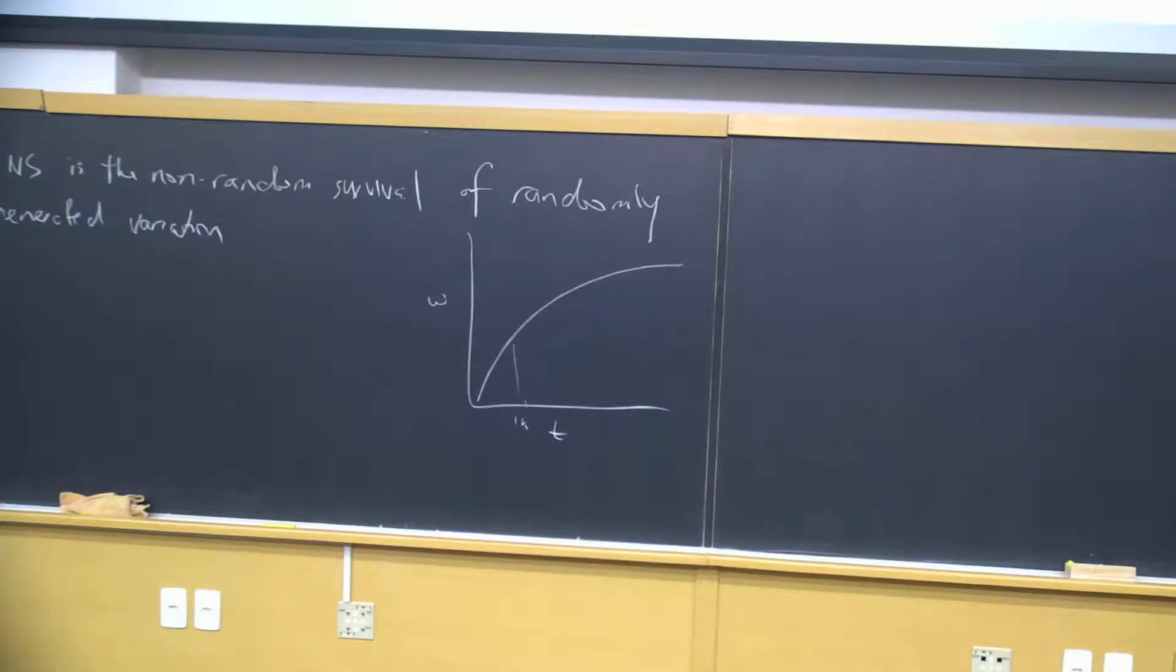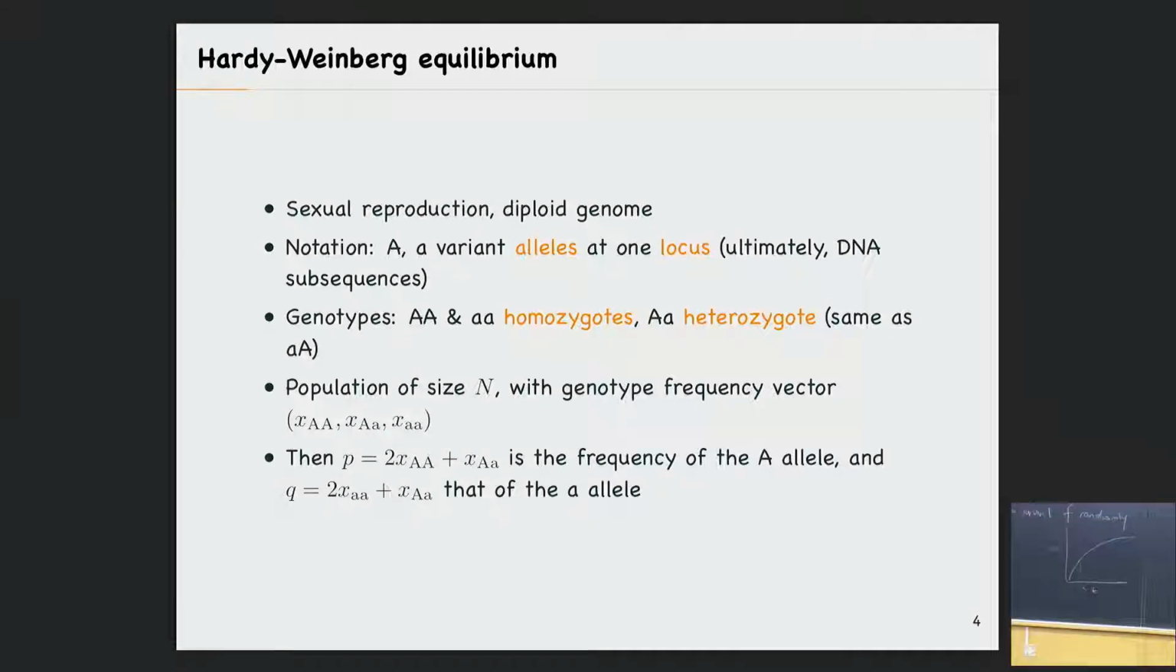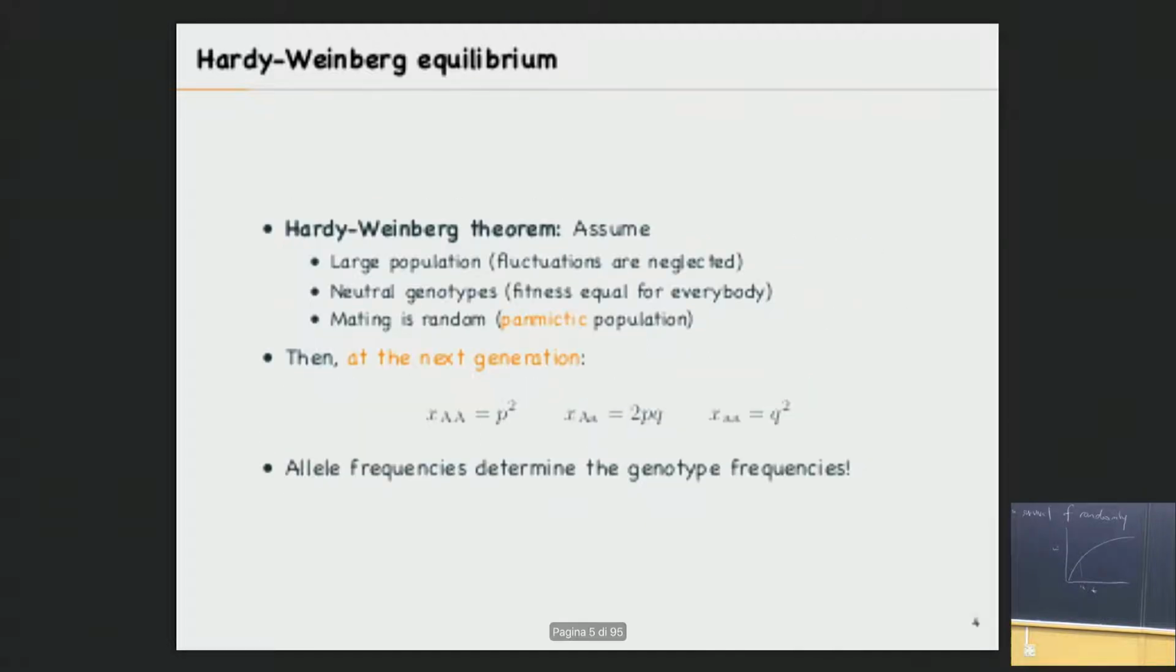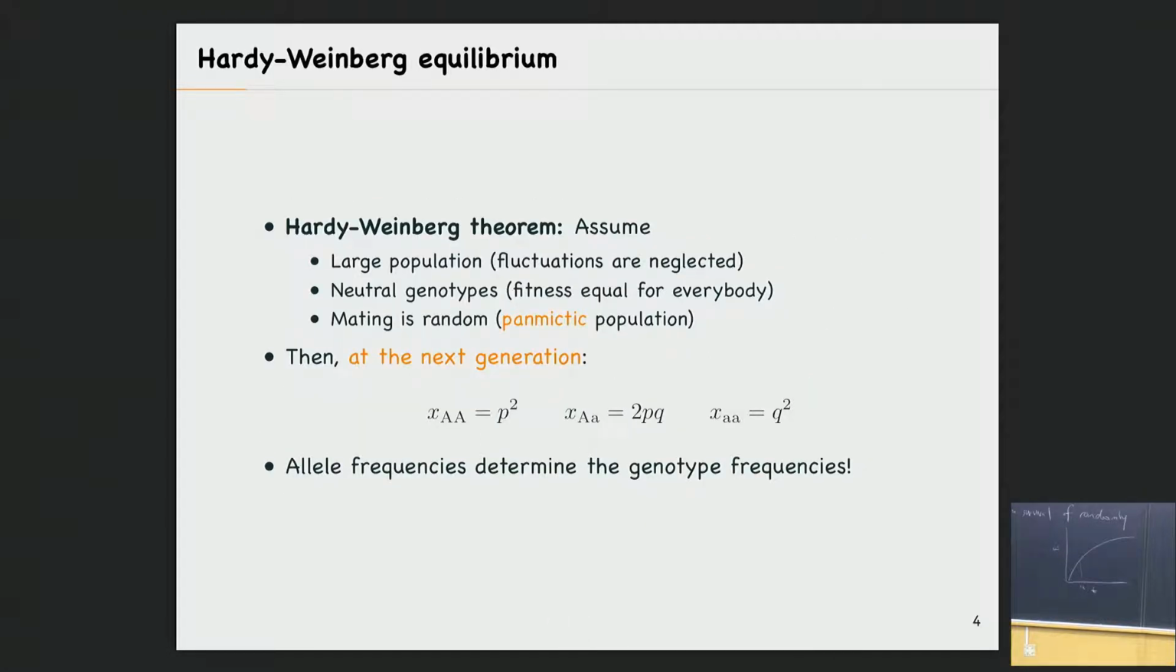The frequency of individuals which are homozygous for an allele, say big A, homozygous for allele small a, or heterozygous. And then you ask, what is the frequency of the A allele? The frequency of the A allele will be twice the frequency of the homozygous, plus the frequency of heterozygotes, and of course the complementary frequency for the other allele. We are considering a simple case in which we only have two alleles.